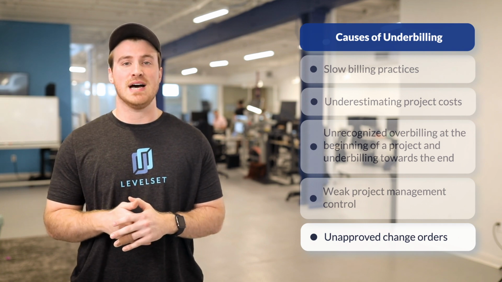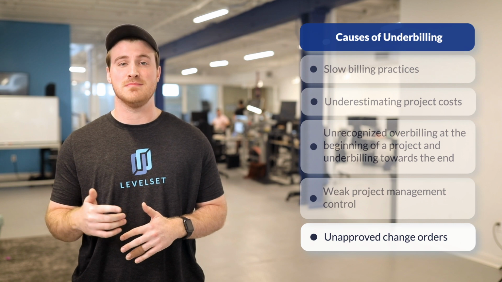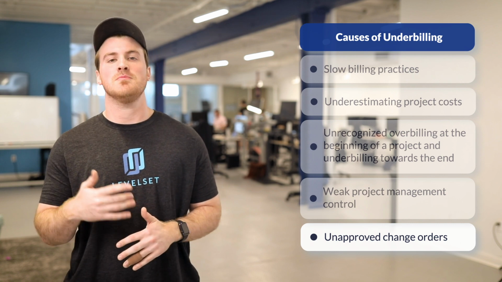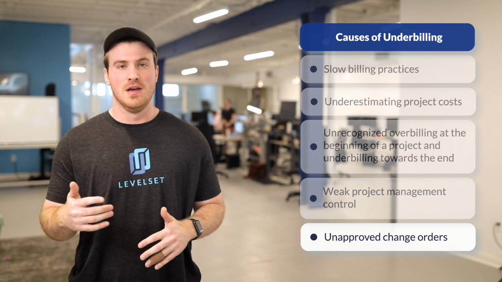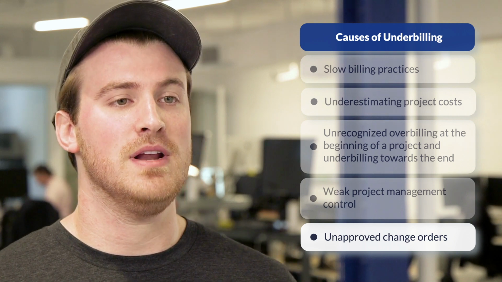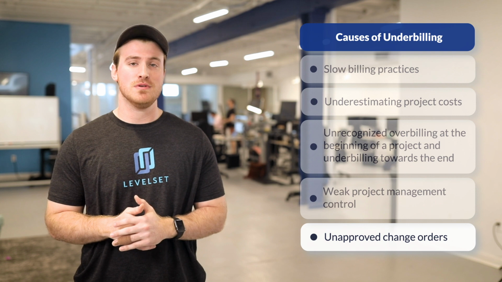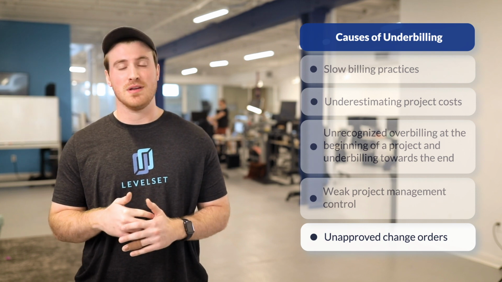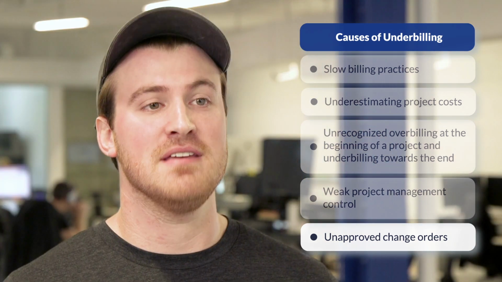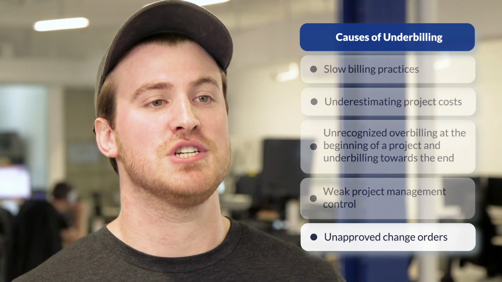If a change order is not approved, but the contractor still spends the money and performs the work, the customer might refuse to pay for that work. The result may effectively be a permanent unrecoverable underbilling. By performing unapproved change orders, you may be doing extra work that you won't get paid for. In any event, the best thing to do here is to get your change orders approved early and often.